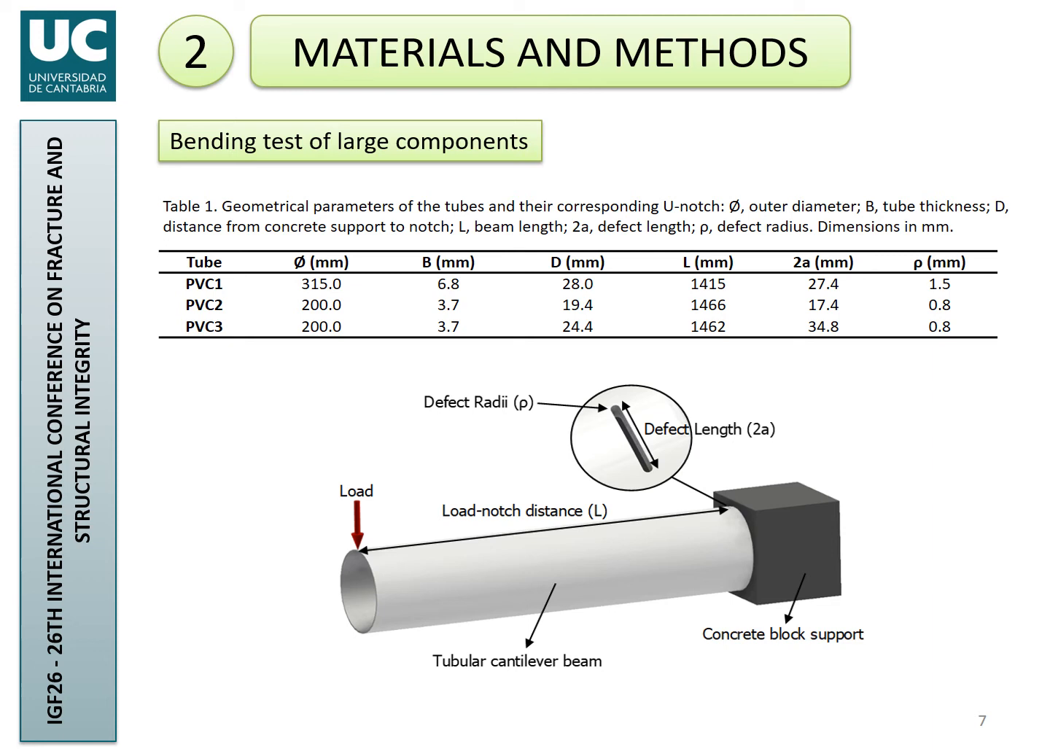Here you have the characteristics of the 3 demonstrators and a schematic showing where we introduce the defect. Here is a U-shaped notch with 2A being the defect length, and here we have the defect radius, and we applied a load on the extreme of the cantilever beam.